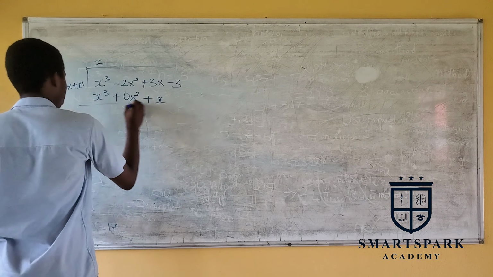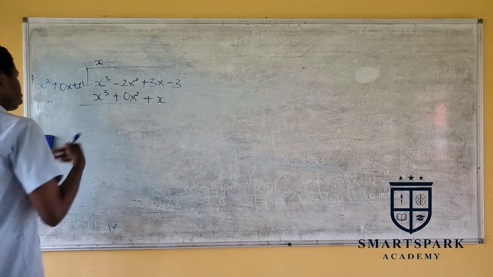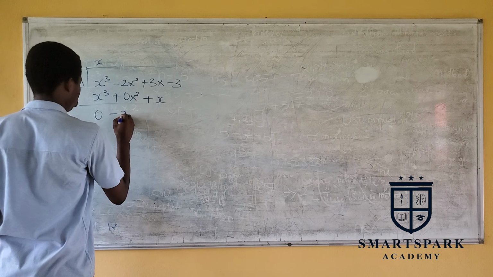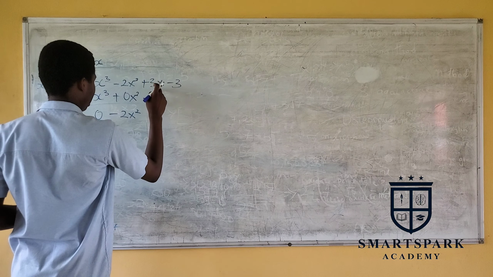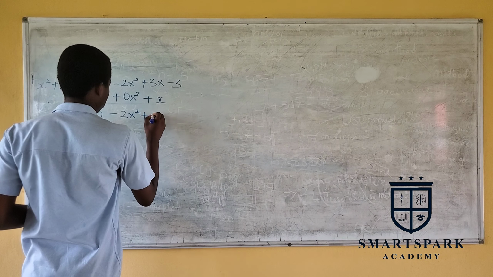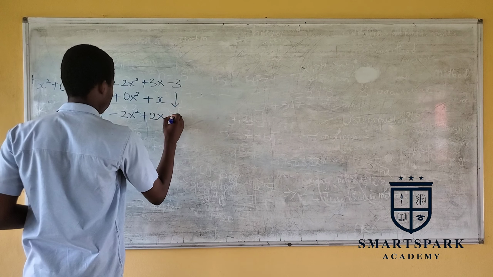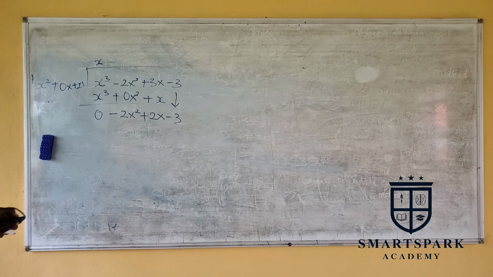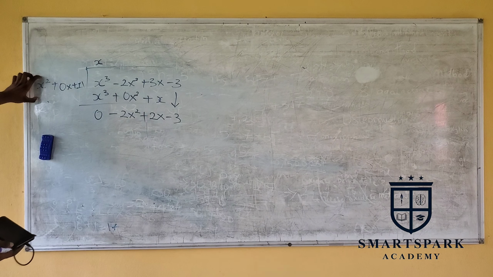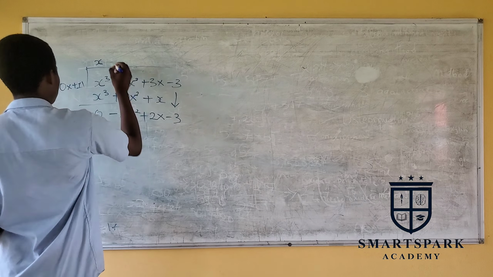Now we subtract them. This minus this is 0. Minus 2 minus 0 is minus 2x squared. And 3x minus x is 2x. We bring down our remaining parameter, which is minus 3. Now we divide this starting parameter by this: minus 2x squared divided by x squared is minus 2.